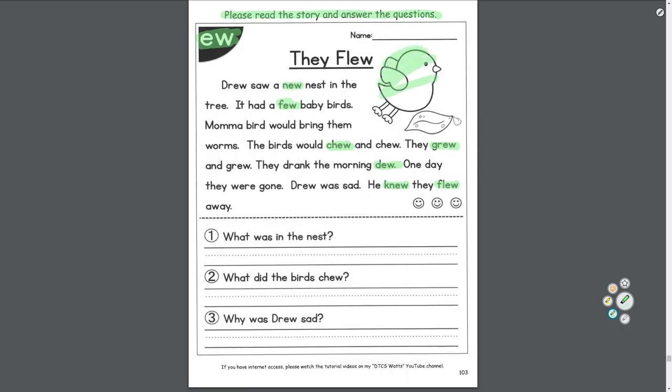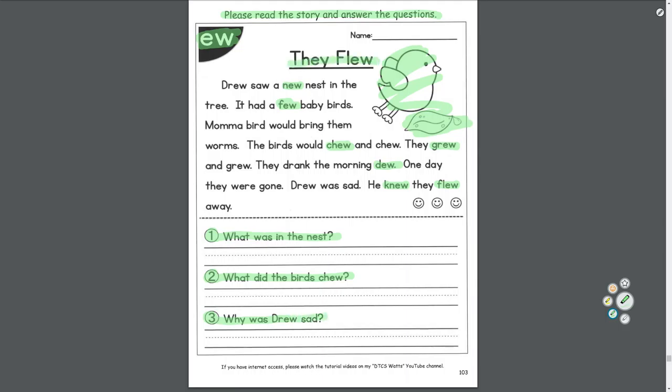Let's look at the picture. I see a little birdie, and there's a leaf with some morning dew on it. Dew is like the little water droplets you see on plants in the morning or on grass. Number one, what was in the nest? Number two, what did the birds chew? Number three, why was Drew sad?